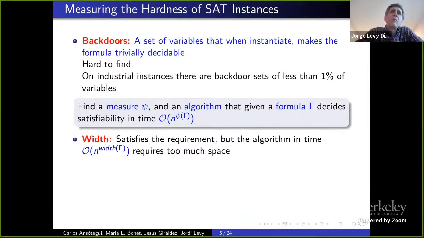You simply use a SAT solver for this purpose. The SAT solver, in fact, tries to find the backdoor in some way, because it tries to find the more promising variables to instantiate. This is what it tries to say. You can modify the SAT solver to try to reduce the computed backdoor set.